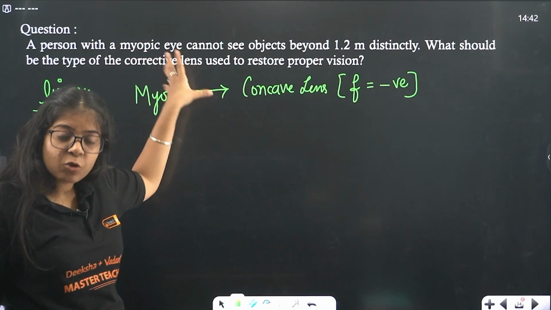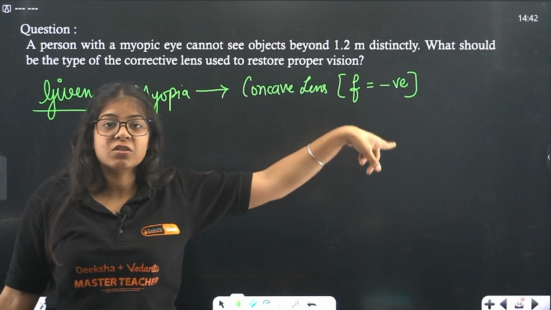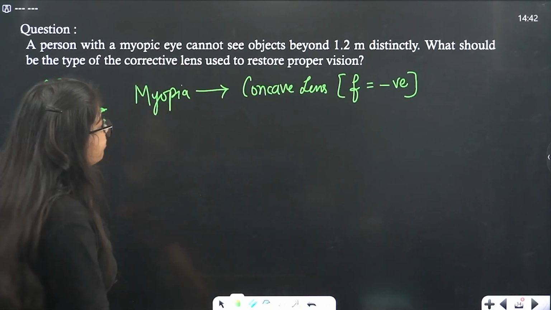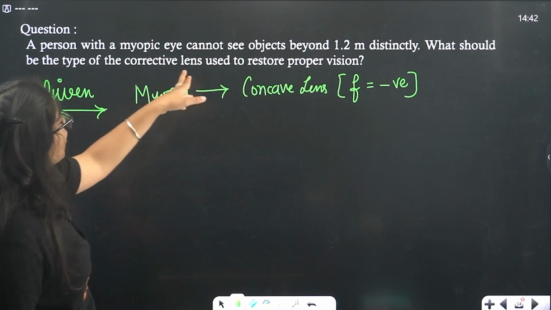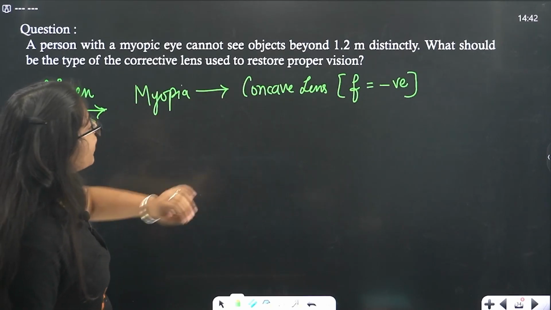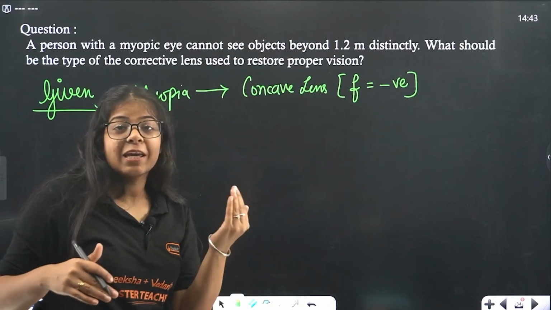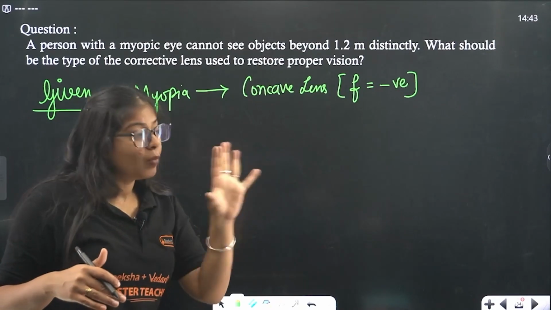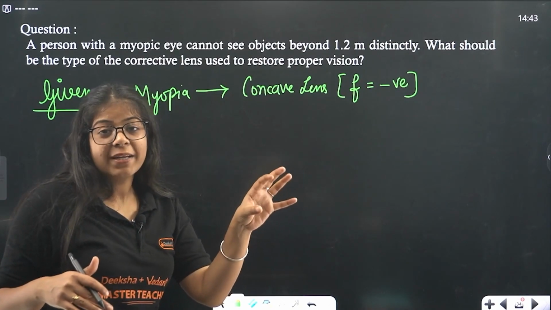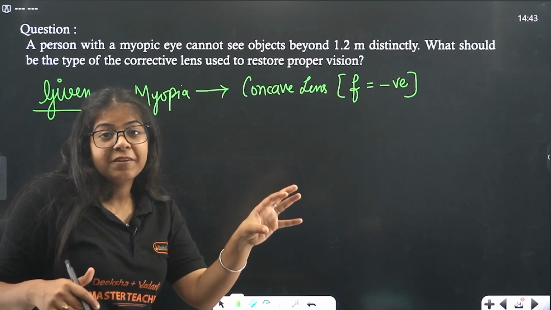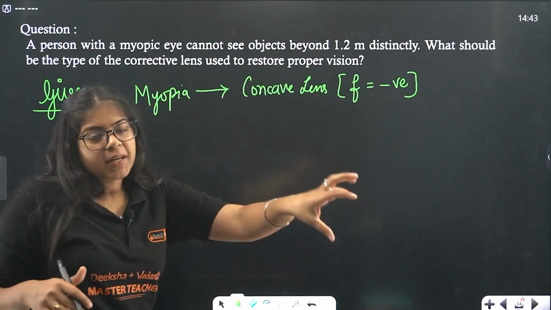Whenever you see the word myopia or hypermetropia, you have to do this first step first. Okay? Now, a person with myopia cannot see objects beyond 1.2 meter. That means what? The far point came nearer to the eye. 1.2 meter is the point till where they can see clearly. After that, it's blurry.